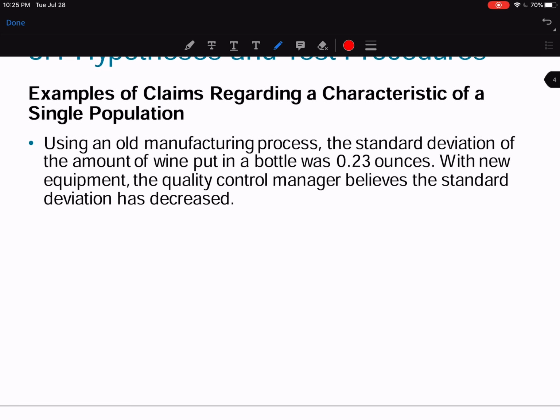Let's take a look at number 3. Using an old manufacturing process, the standard deviation of the amount of wine put in a bottle was 0.23 ounces. Of course, this is standard deviation. With new equipment, the quality control manager believes that the standard deviation has decreased. Which parameter are we talking about? We're talking about the population standard deviation sigma, which is equal to 0.23, based on the number given here.